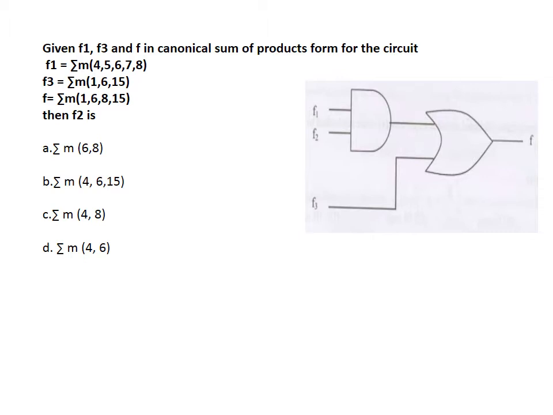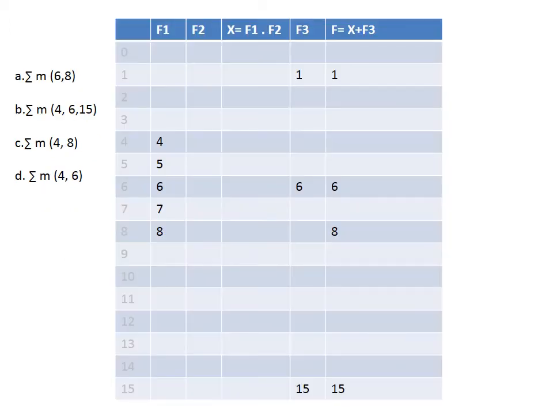We know AND means, what is AND? That is intersection of two sets, whereas OR means union of two sets. So we have to remember this: AND is intersection and OR is union of two sets. So using this we are forming a table. Okay, so let's see this.